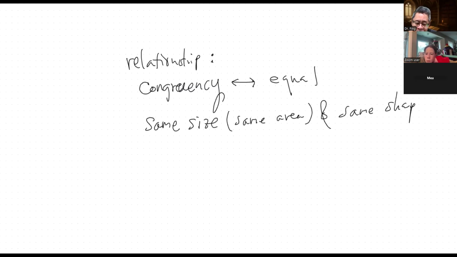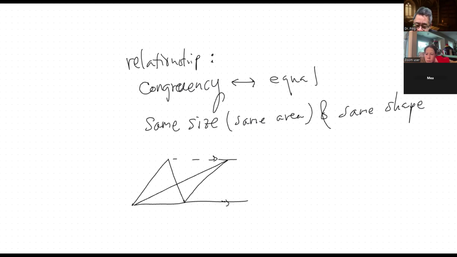Sometimes you can have the same side, but not have different shapes. For example, if you look at this triangle, and here is the parallel line between here, so they have the same height. And this triangle has exactly the same area.